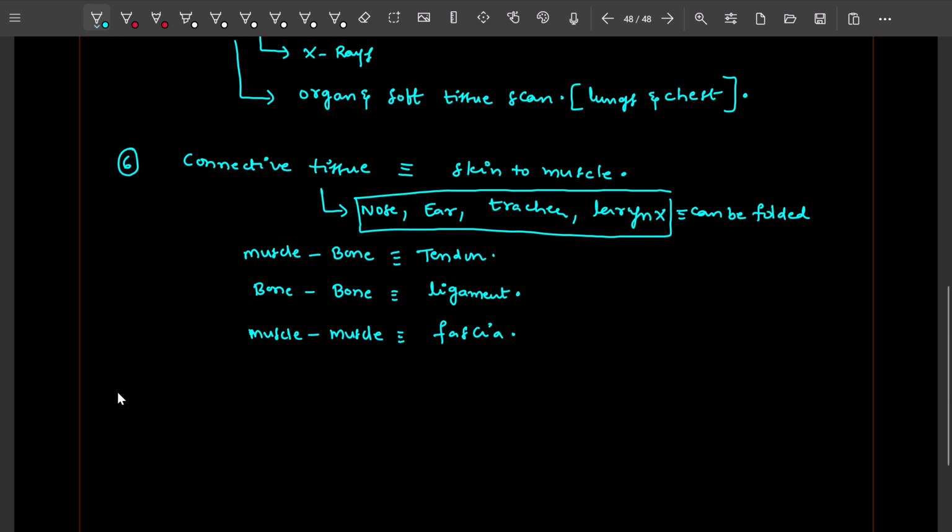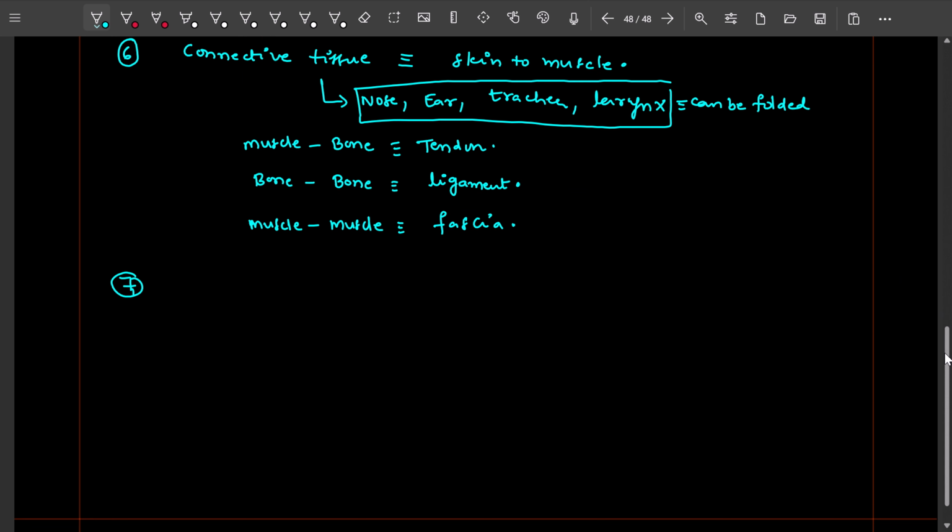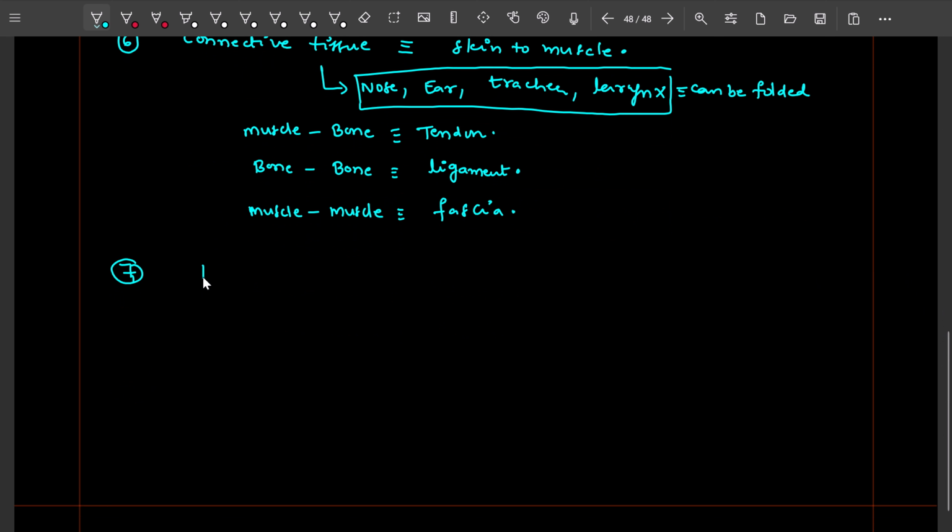Next, the seventh one is recycle. Recycle means plastic recycle. For example, recycling of plastic, or recycling of iron, all these things are called recycling.